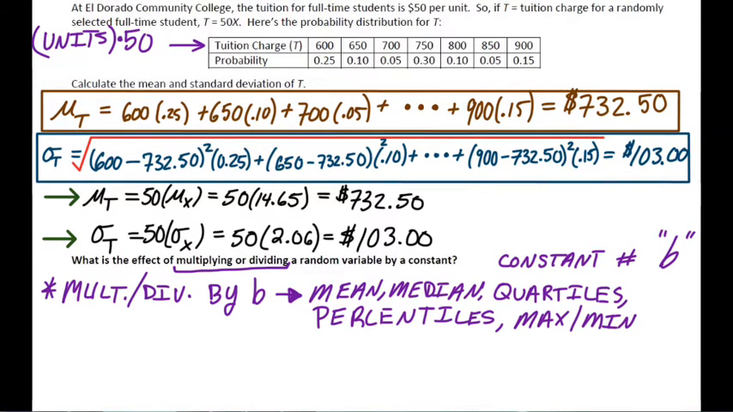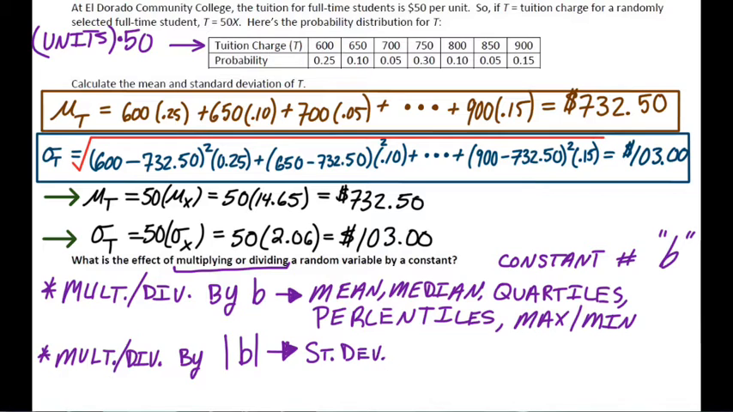And the math's actually really easy behind these. If in this case it's $50 per credit hour, you multiply everything by 50. So the mean, the median, the quartiles, you would multiply all those things by 50. And as far as measures of spread go, you would just make sure to multiply by the absolute value of b, right? Spread you can think of as a distance.